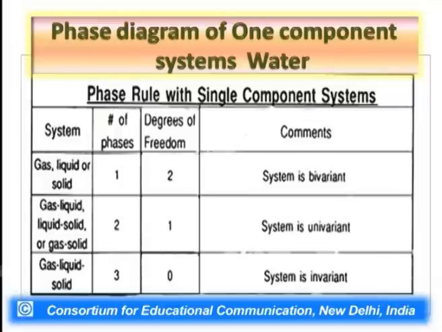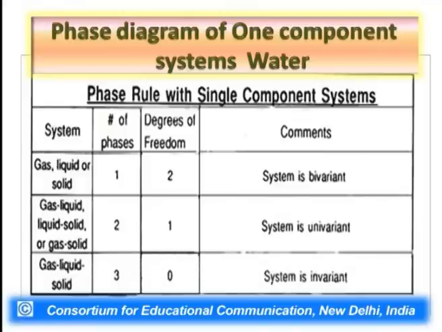Now, having said this, we would like to also understand that this phase diagram is in accordance with the phase rule. What is the phase rule equation? If you remember, the phase rule equation says the degree of freedom is equal to C, the number of components, minus P, the number of phases, plus 2.